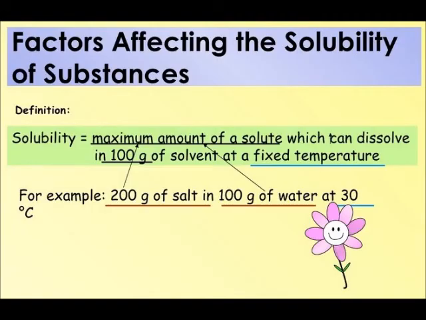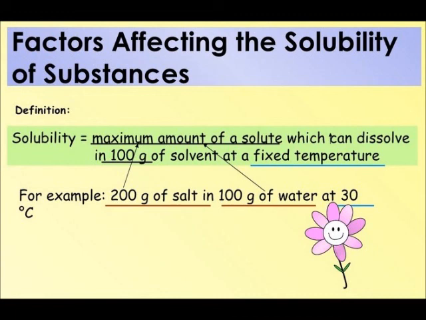To discuss solubility and rates, I'm Daisy the Duck because Steve the Frog is on vacation right now, so I will take over. Solubility is the maximum amount of a solute which can dissolve in 100 grams of solvent at a fixed temperature. For example, if you have 200 grams of salt, that would be your maximum amount of solute that can dissolve in 100 grams of water, which is your solvent, at a fixed temperature, which could be 30 degrees Celsius.